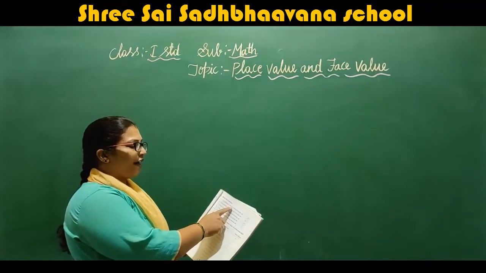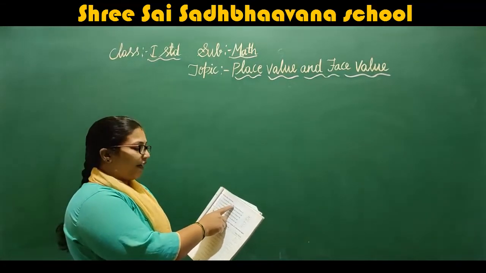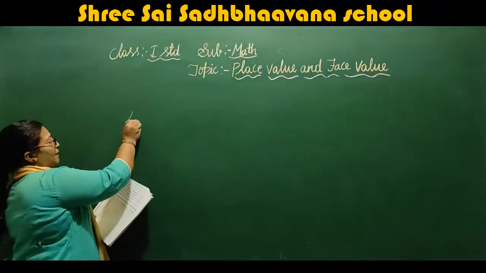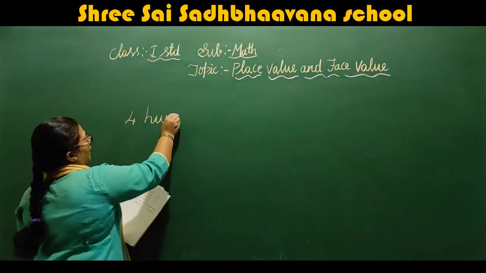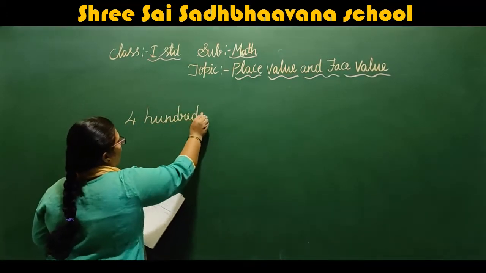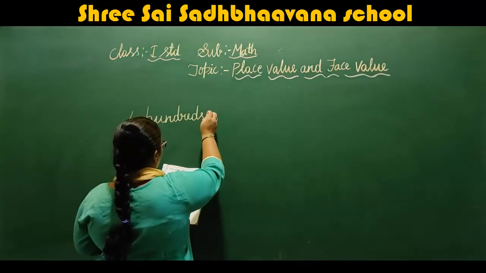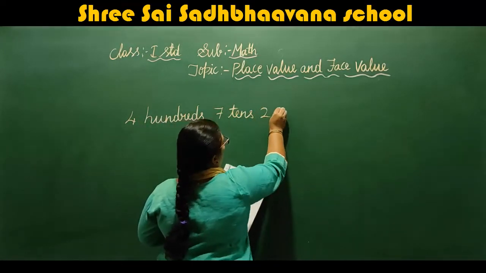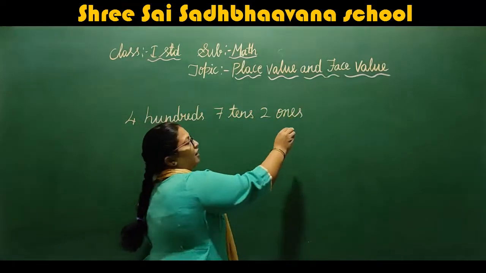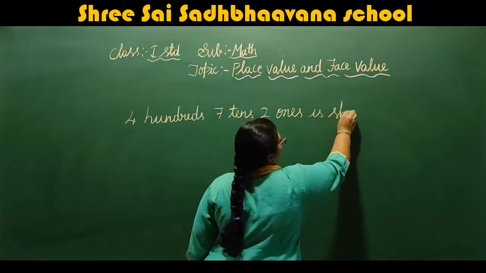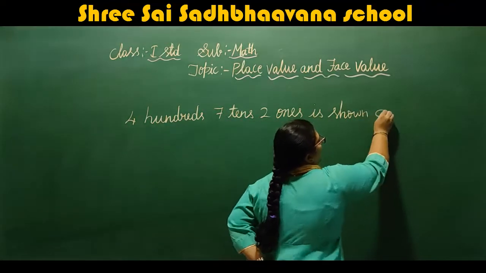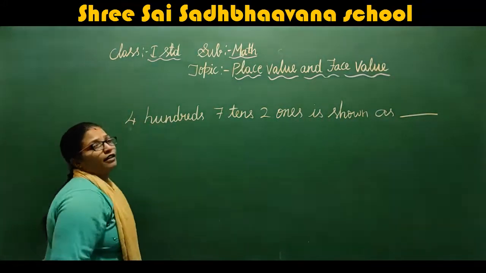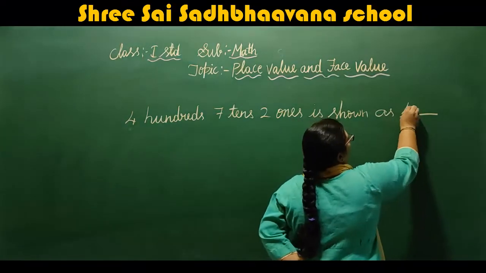See, 300, 5 tens, 4 ones is shown as. Let me show one example: 4 hundreds, 7 tens, 2 ones is shown as. So what should you write? 400.